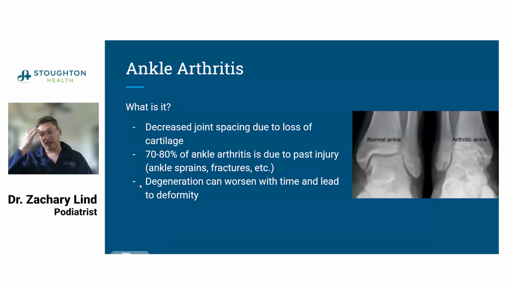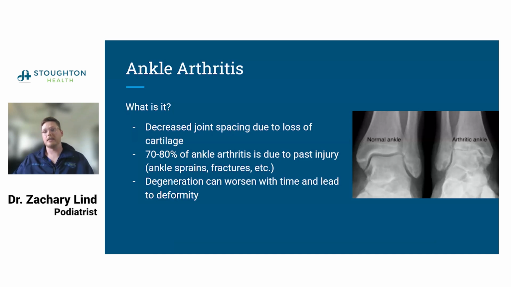Ankle arthritis. Again, any one of these could be its own topic, so we'll kind of broadly hit this. But what is ankle arthritis? Well, it's decreased joint spacing due to the loss of cartilage. 70 to 80% of ankle arthritis is due to past injury. So again, ankle sprains, fractures, etc.